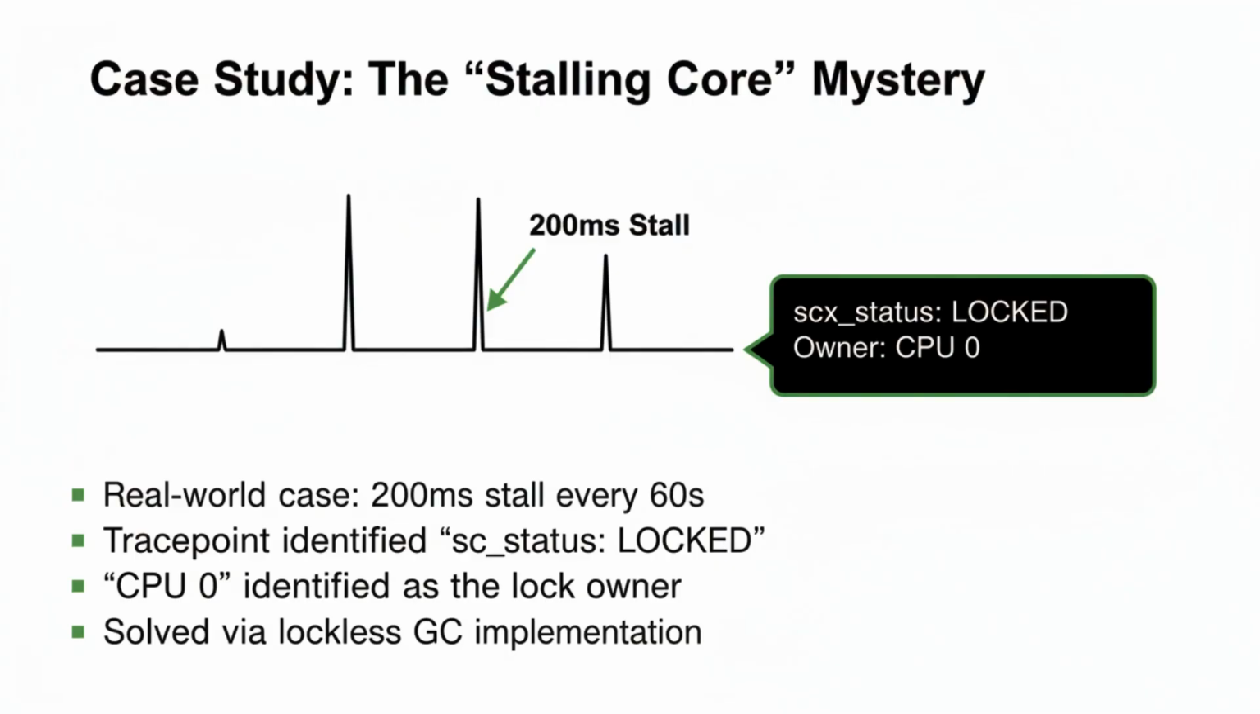SCX status was locked, and CPU 0 was the owner. Without the dump, identifying this sub-second lock contention would have taken weeks of trial and error. With the tracepoint, the fix, a lockless GC implementation, was deployed in hours. This illustrates the power of high-fidelity observability in mission-critical environments.